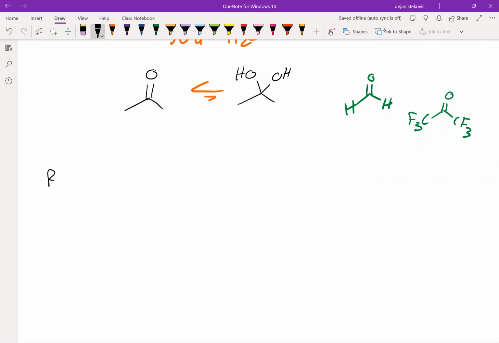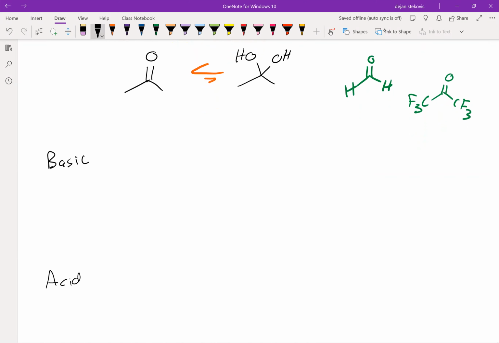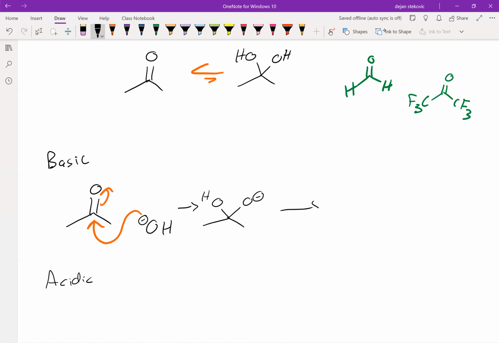So basically you have two conditions. It can either go through a basic mechanism or through an acidic mechanism. And again, what matters here is what reagents are available at our disposal and in which order these things occur, right? So when talking about basic conditions, our reagent here is hydroxide. And so that's going to attack first, right? It's going to do this nucleophilic attack, get this intermediate. And then after that, we're going to do some sort of proton transfer to get our hydrate.